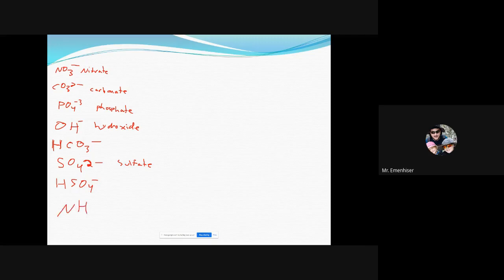This is an ammonium ion. It's the only positive one. Notice these are all negative. Ammonium is probably the only positive one. Ammonium.